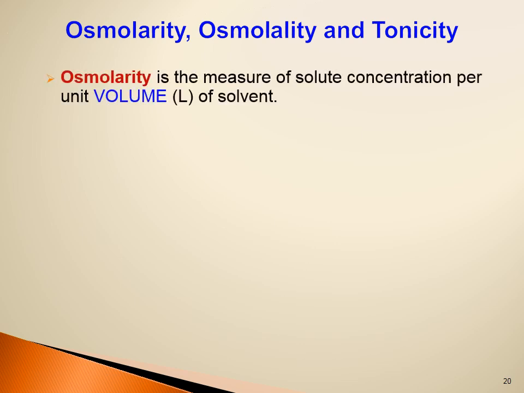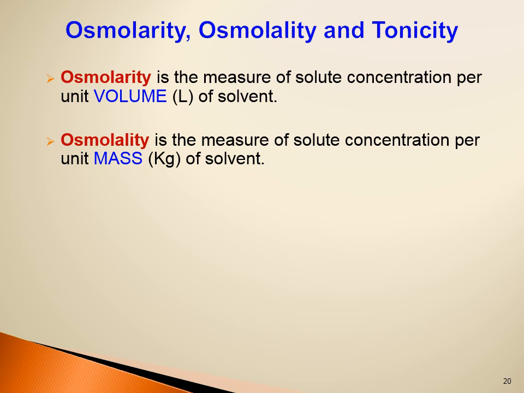Osmolarity, as we defined this term in the previous slide, is a measure of solute concentration per unit volume. So our unit was osmoles or milliosmoles per liter of solvent. Osmolality is the measure of the solute concentration per mass of the solvent, so it is osmol or milliosmol per kilogram. If you are talking about the concentration in a volume of the solvent, it is osmolarity. If you are talking about the concentration of the solute in a mass of solvent, then it is osmolality.